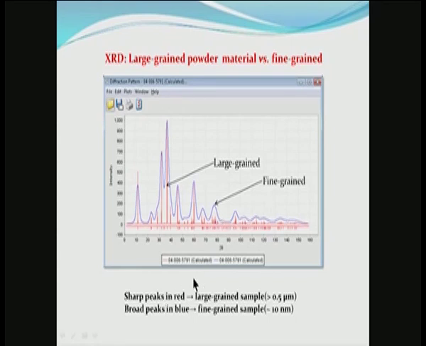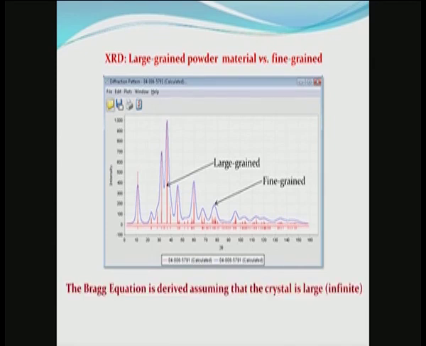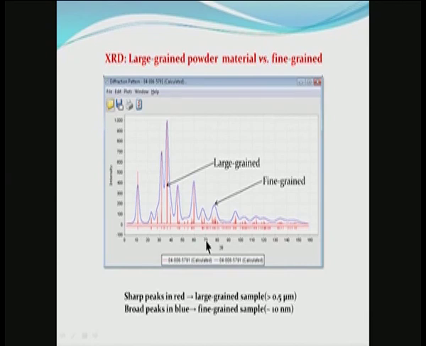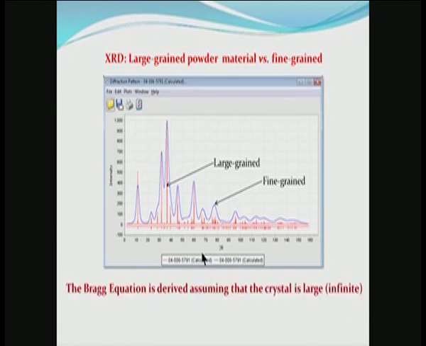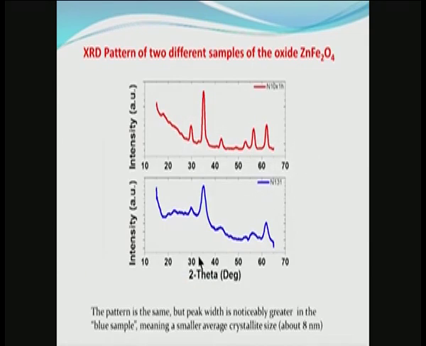So, this is really a simulation, but we can see from actual experimentation that we will show, and we will come to that later. So, what is important to note here at this stage is that the Bragg equation n lambda is equal to 2d sin theta is derived assuming that the crystal is large or effectively infinite. Now, what is shown here are the X-ray diffraction patterns of two different samples of a material, ZnFe2O4 or zinc ferrite.